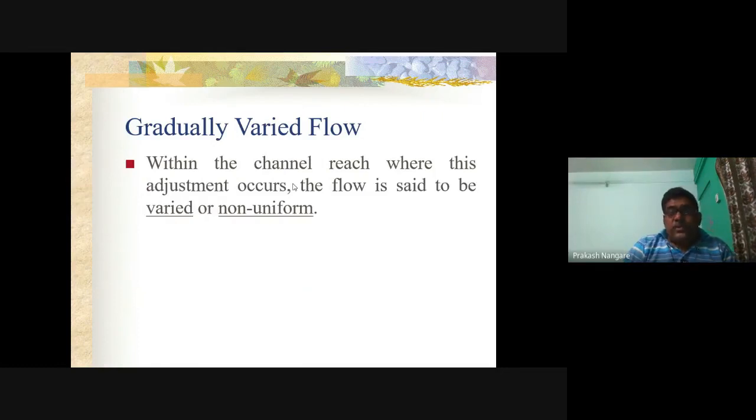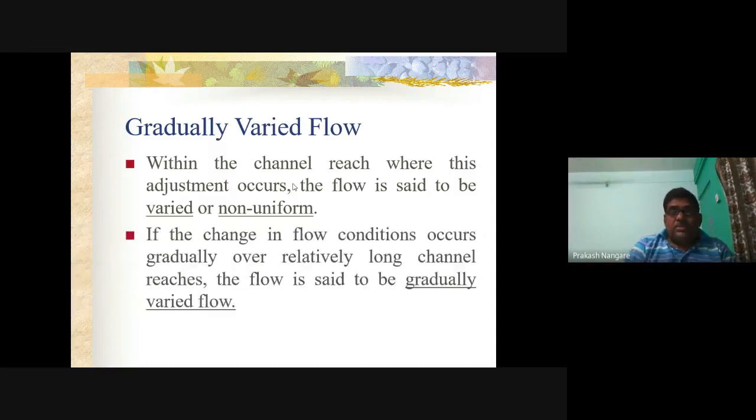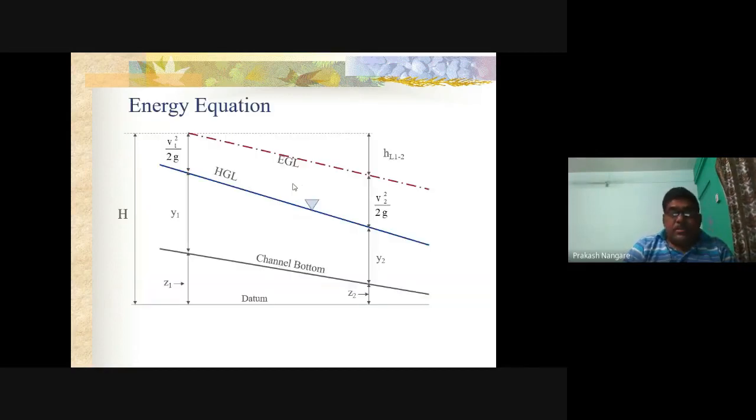In gradual varied flow, within the channel reach where this adjustment occurs, the flow is said to be varied or non-uniform flow. If the changes in the flow conditions occur gradually over a relatively longer distance, then the flow is said to be gradual varied flow. Then let us see the diagram.